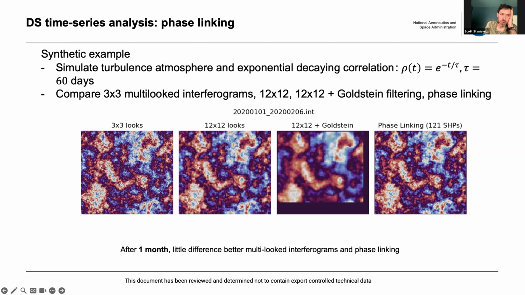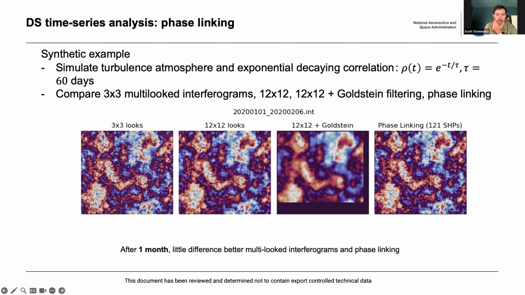And I'm comparing doing a small amount of multi-looking to try to preserve resolution, keep it high resolution. I'm doing more multi-looking of boxcar window with 12 by 12 looks. I'm taking a Goldstein filter on top of that to see if I can make this phase even cleaner. And then I'm doing this phase linking technique where I've taken the same size window as this multi-looked, but actually, the output is the same posting as the input because I'm simply sliding the window over each pixel and keeping it the same output size.